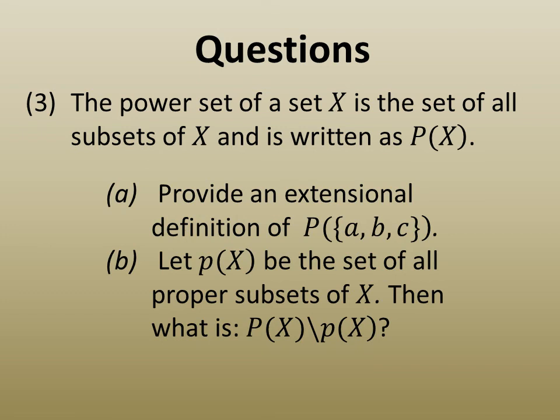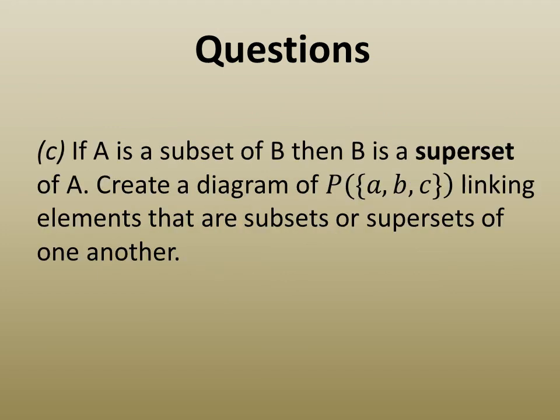Question 3. The power set of a set X is the set of all subsets of X and is written as P of X. Part A. Provide an extensional definition of the power set of the set comprised of the letters A, B, and C. Part B. Let little p of X be the set of all proper subsets of X. Then what is the set difference of the power set of X with little p of X? Part C. If A is a subset of B, then B is a superset of A. Create a diagram of the power set of the set comprised of the letters A, B, and C, linking elements that are subsets or supersets of one another.